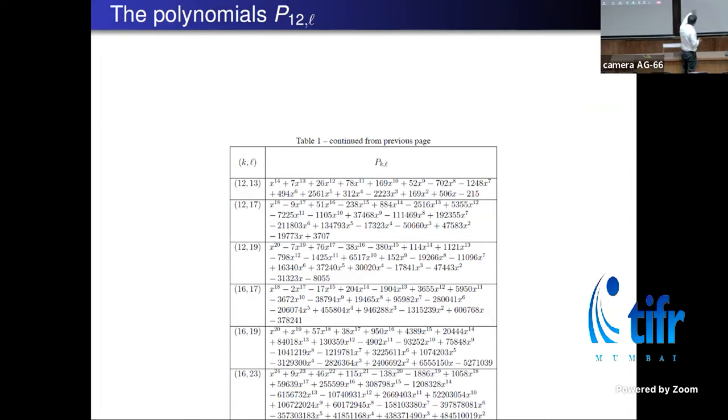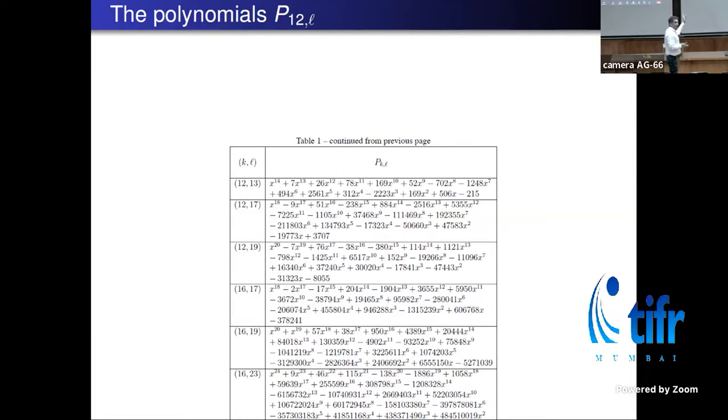In that book they write down these polynomials P_{K,L}. For example, for the delta function you look at the first three cases. The weight K is 12, and the primes are 13, 17, and 19. In each case the degree of the polynomial is L plus 1, so 14, 18, and 20, and the coefficients are fairly large.